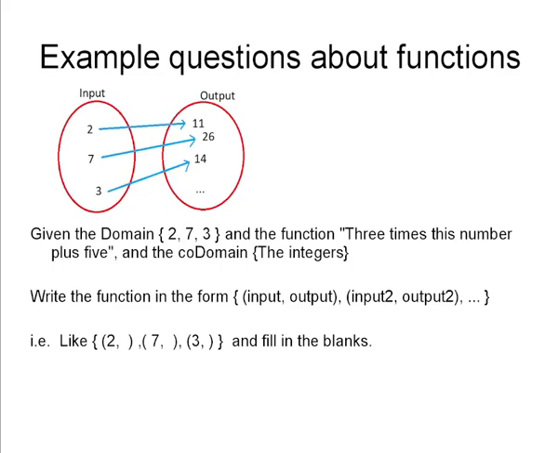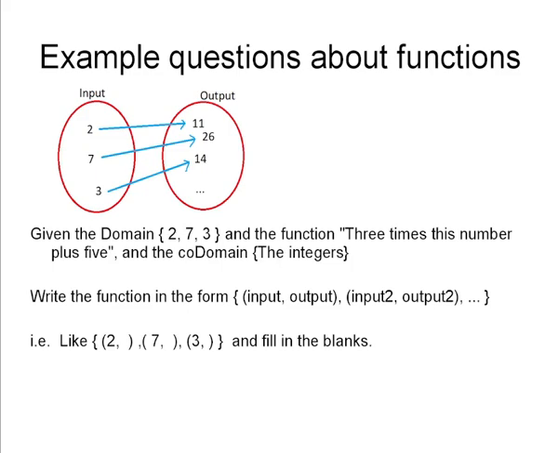Okay, what is the domain {2, 7, 3}? The domain, remember, is the set of inputs. So there's a picture of it, of the domain. That red circle is the domain. It contains the values 2, 7, and 3. The codomain is all the possible outputs. So in this picture we're showing 11, 26 and 14, but the dot dot dot means every other number as well. Okay, so integers means all the positive and negative counting numbers, but I'm just showing that in the picture. But anyway, the function 3 times this number plus 5. So the function is completely described by those arrows from 2 to 11, 7 to 26 and 3 to 14.